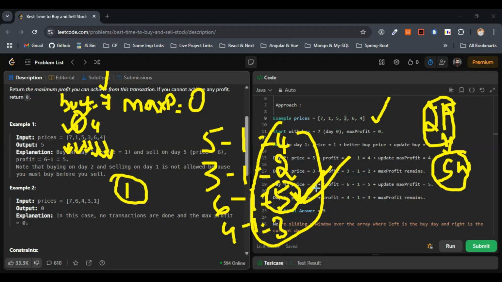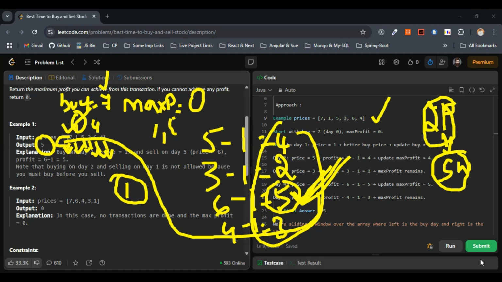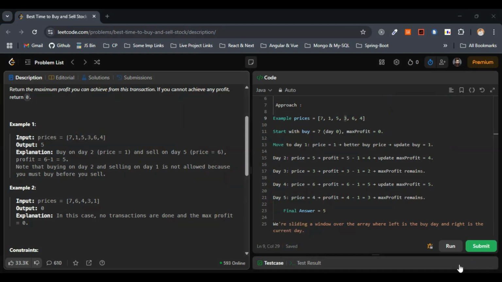Basically on the fourth day we'll be selling this one at the value 6, so the maximum profit that we got here is 5, right? Which is equivalent to the output that they have given for example one. Here in this case, first we'll find the minimum price, and then we will be sliding the window. First we will check for this one, so let me delete this one, you'll understand. I hope this part is completely clear.